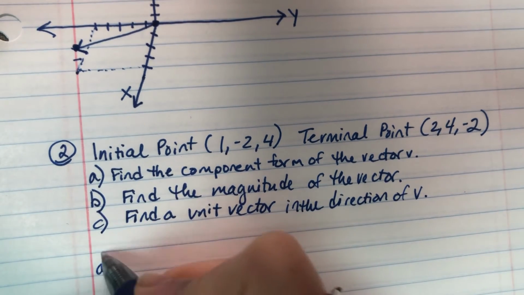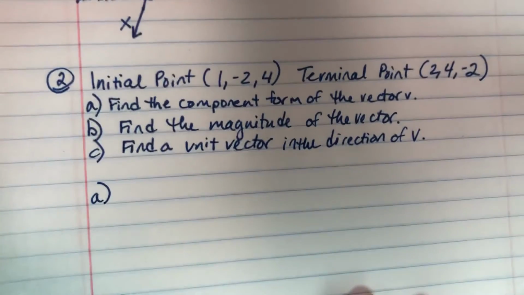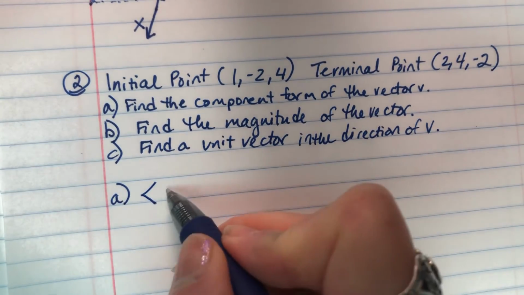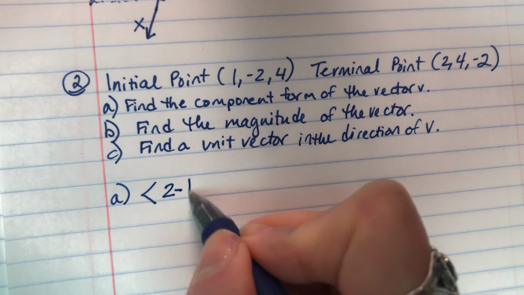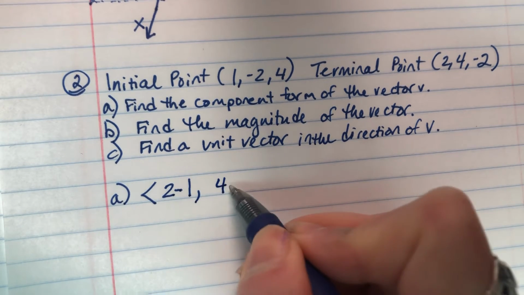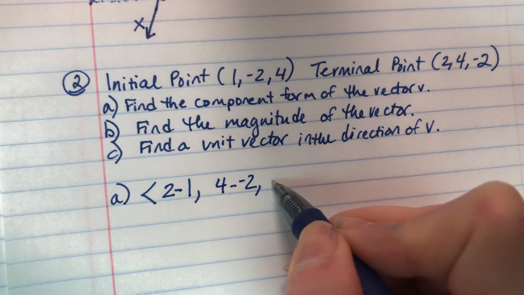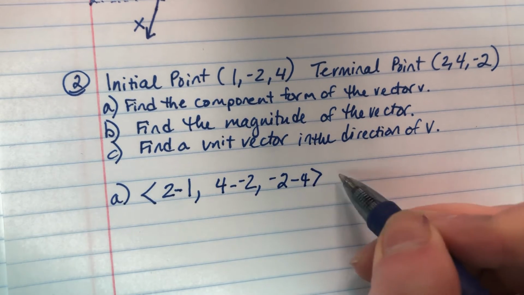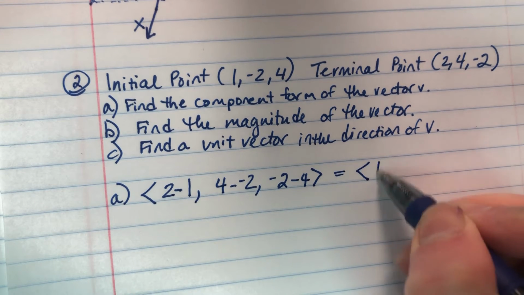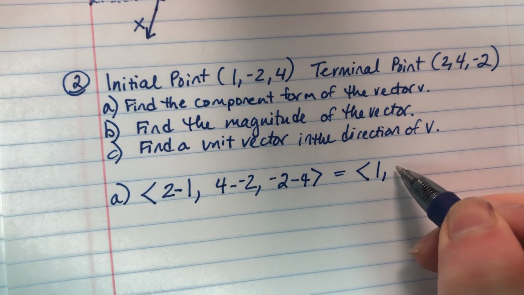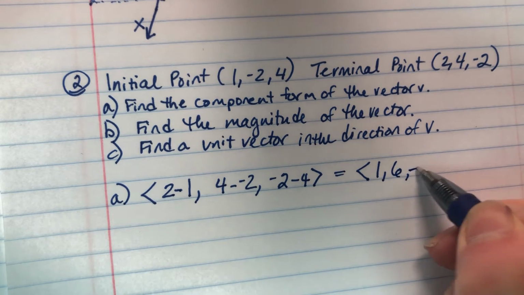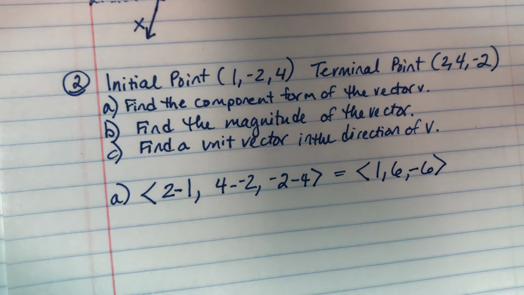So for part A, this is easy. We're going to do component form: 2 minus 1, 4 minus -2, and -2 minus 4, which will give us 1, and then that's 4 plus 2, so 6, and then -6.